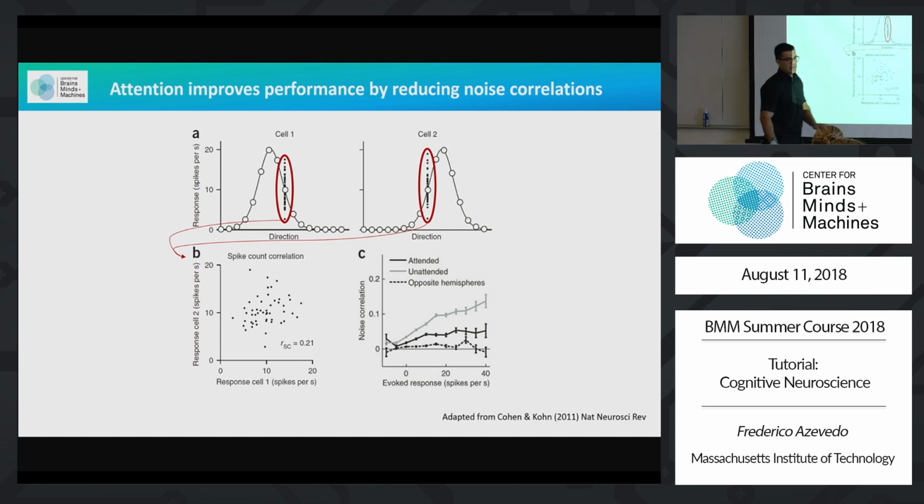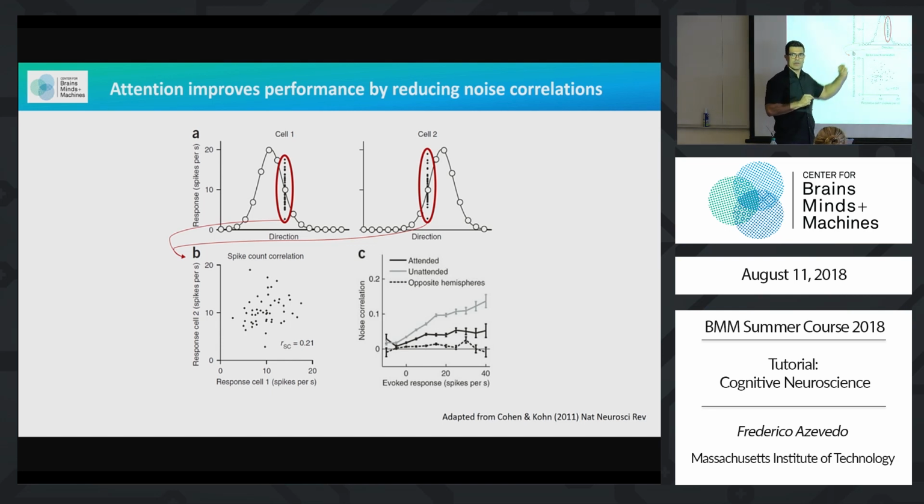The way that I understand is that when you are not paying attention, basically the neurons are, let's say, working kind of together. And then when you start to attend, the neurons start to become more independent of each other. So there is a reduction in this correlation.